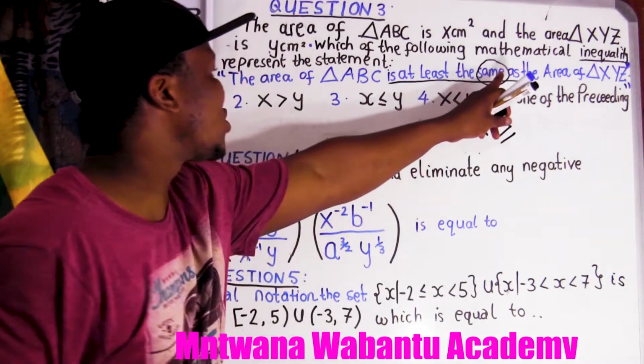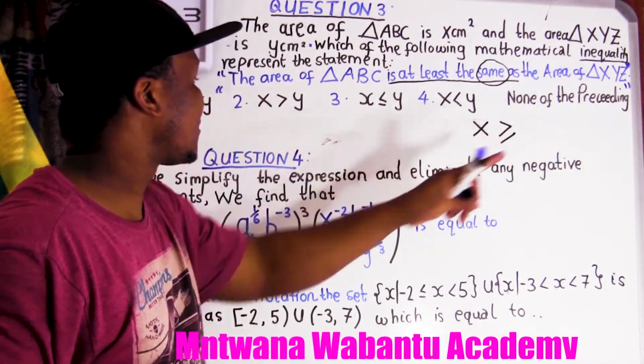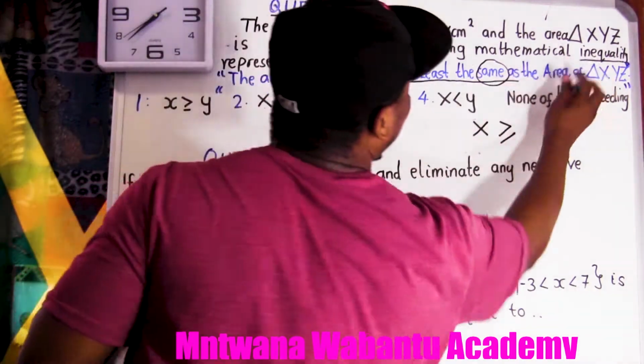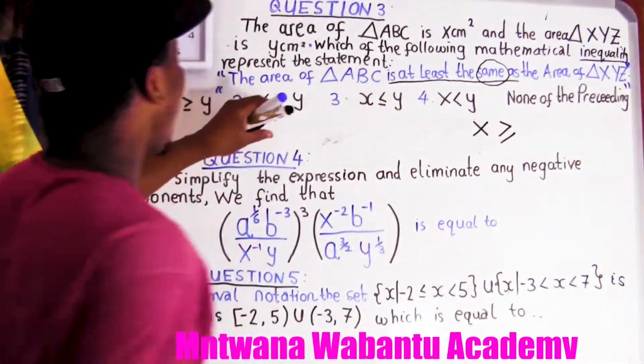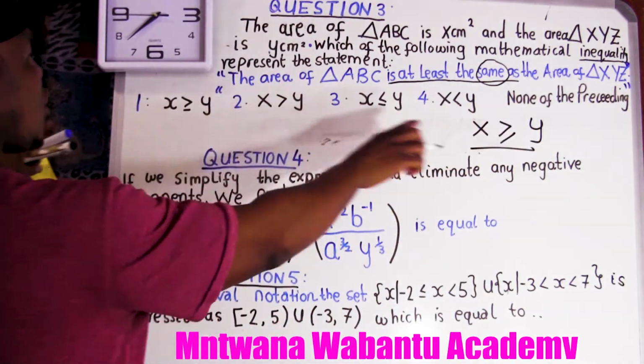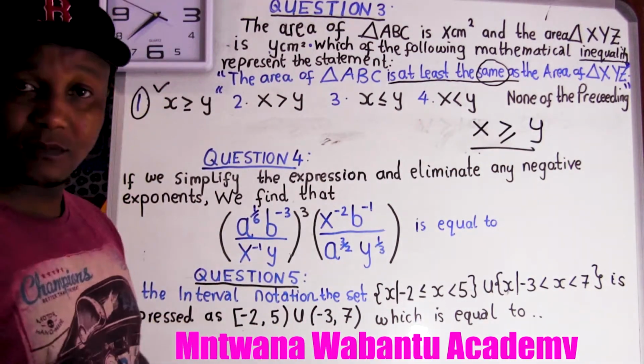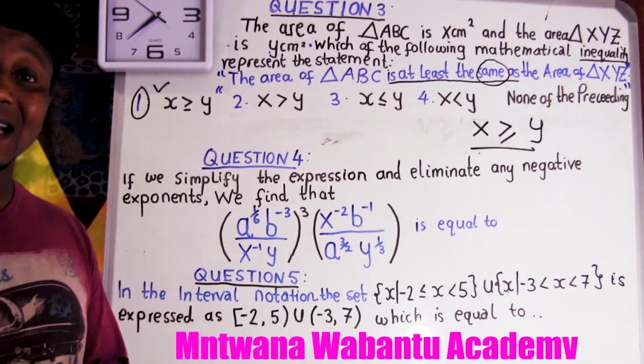But if there was no word "same", then I wasn't going to need this. It's the area of XYZ. But what is XYZ? XYZ is represented by Y. So out of all these options, it's going to be option 1. You see? So that's what at least represents.